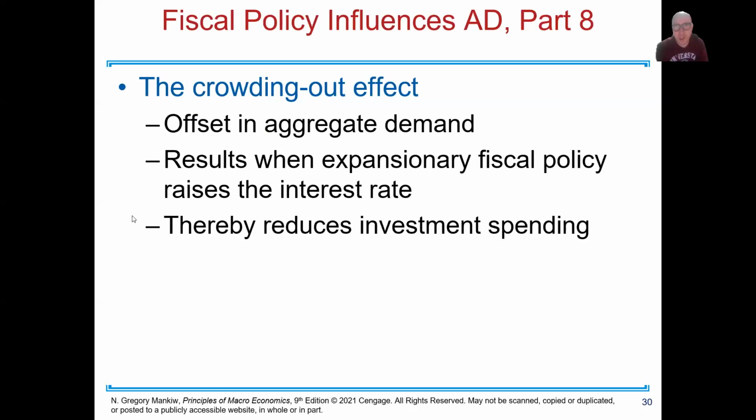Okay. Then we also have the crowding out effect. The crowding out effect happens to offset the aggregate demand. It happens when expansionary efforts raise the interest rates, which reduces investment spending. This happened recently when the Federal Reserve decided to increase interest rates in order to combat inflation. When the interest rates go up, companies are less willing to invest because the cost of borrowing money is higher. It's what we call crowding out.